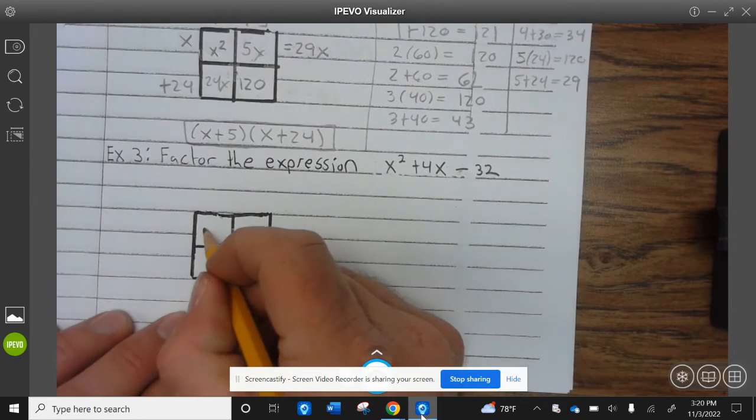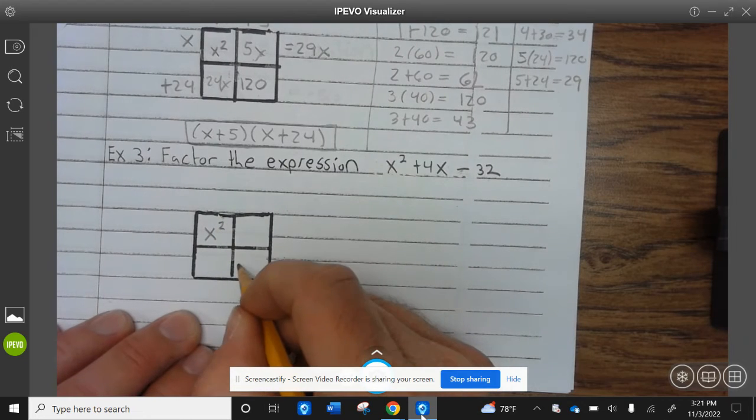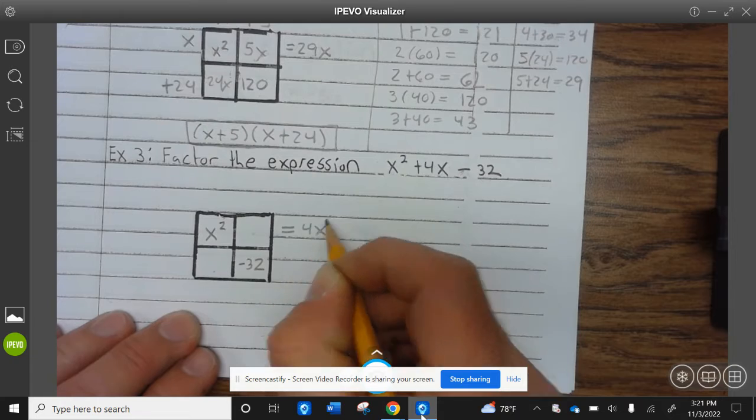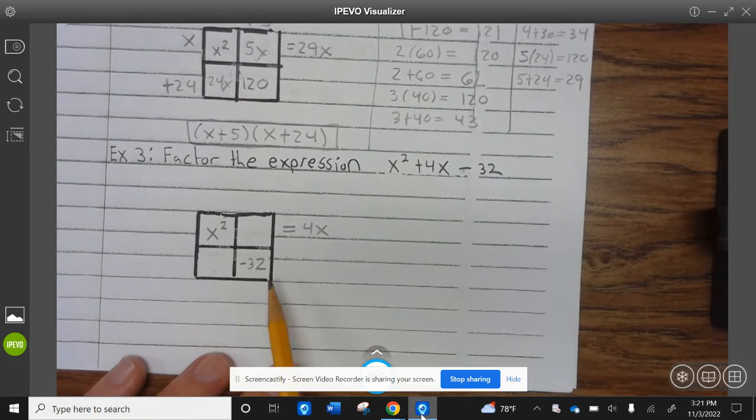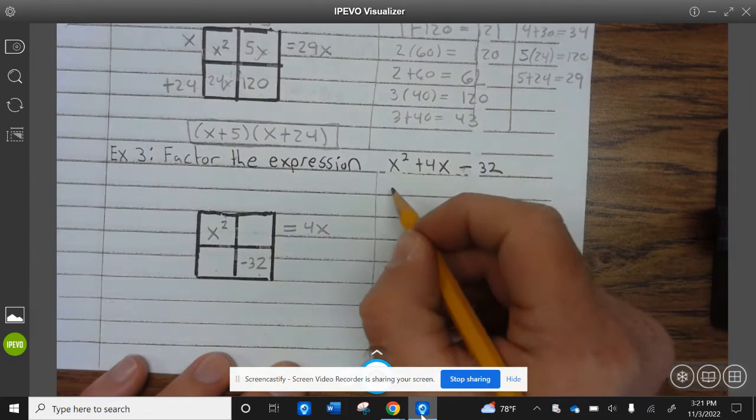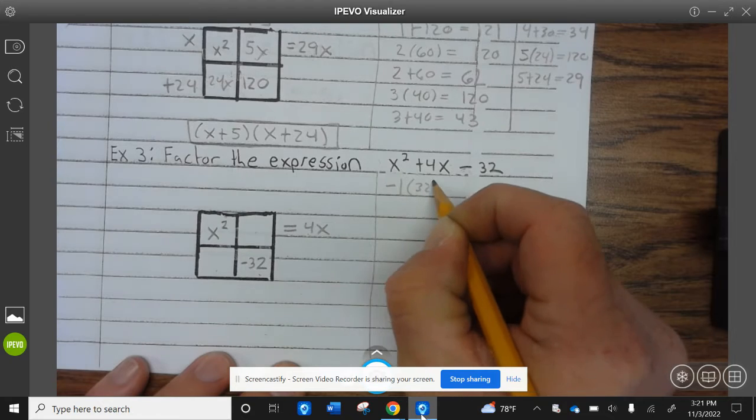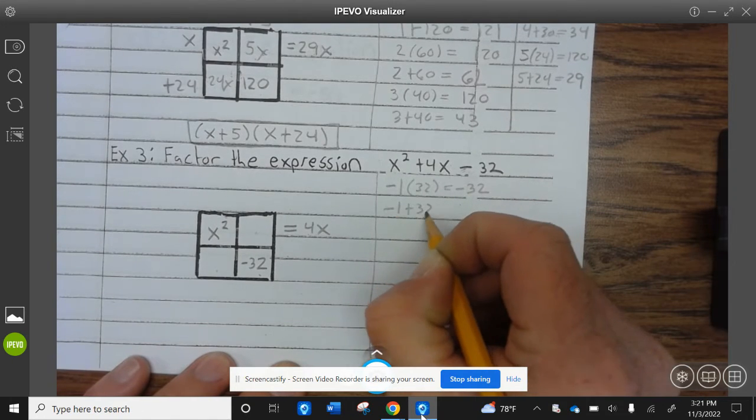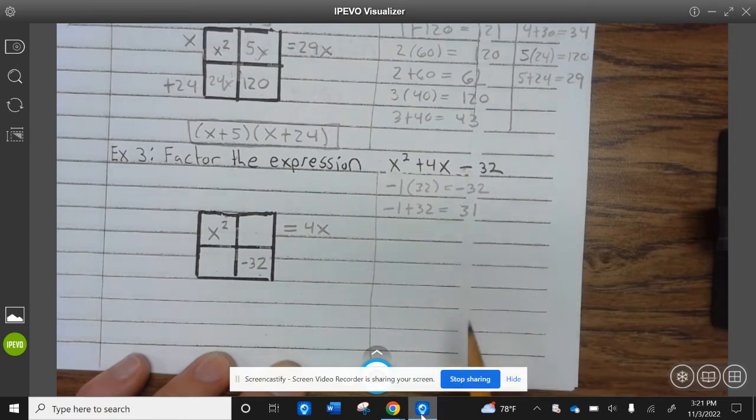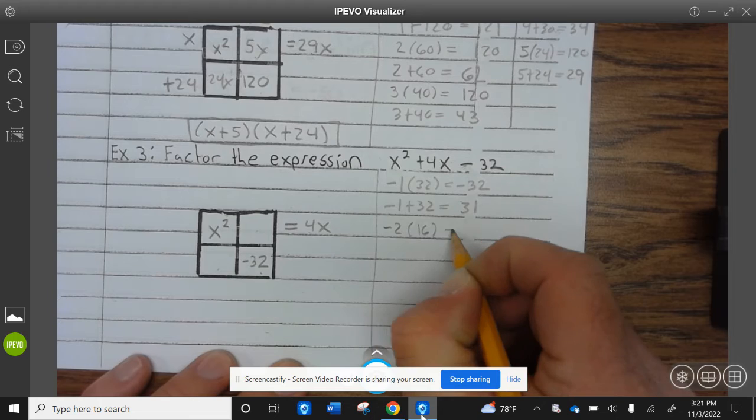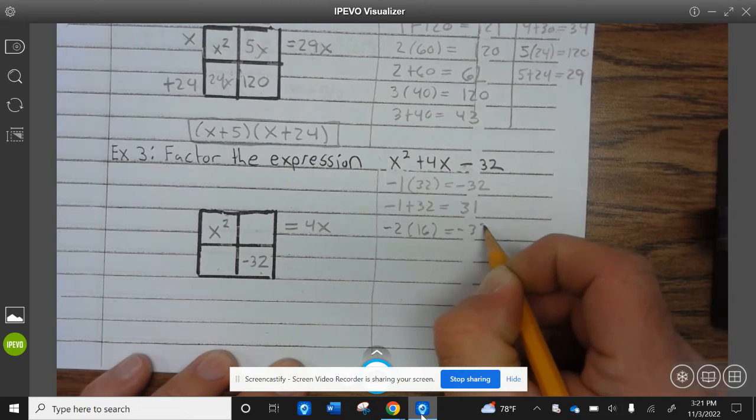All right, so first term x squared, last term negative 32. These need to combine to be 4x. So now we need to find out what numbers multiply to give you negative 32 combined to be 4. Since the middle number is positive, the bigger number is positive. So negative 1 times 32 is negative 32. Negative 1 plus 32 equals 31. Okay, that doesn't work. Negative 2 times 16 equals negative 32.